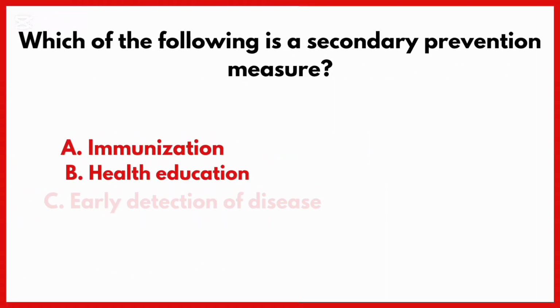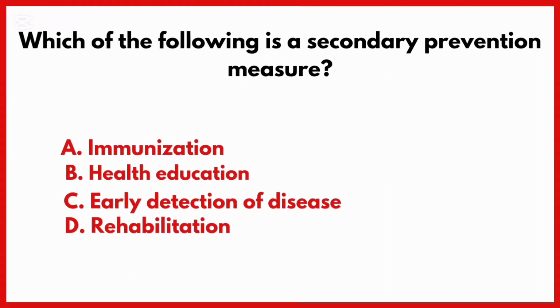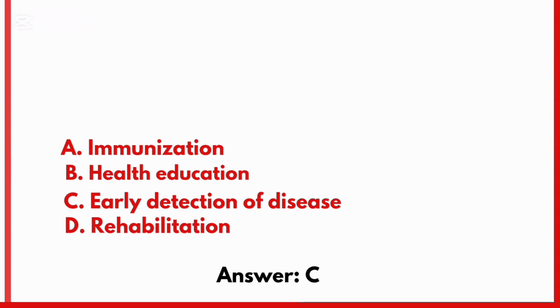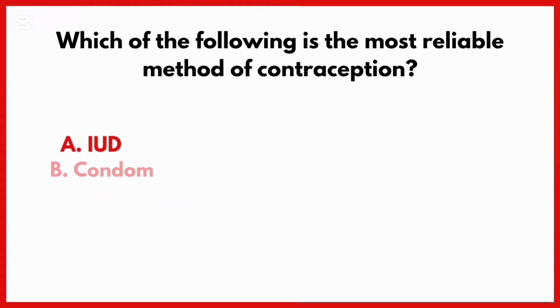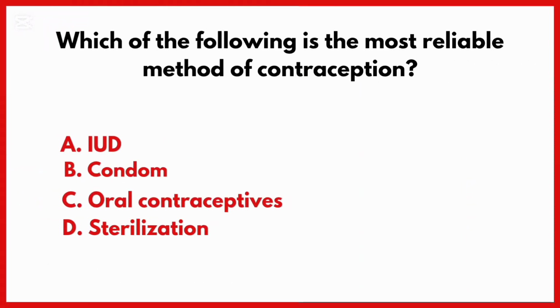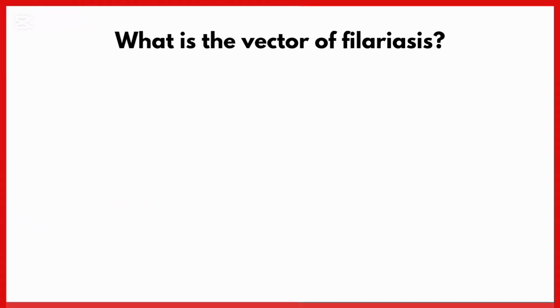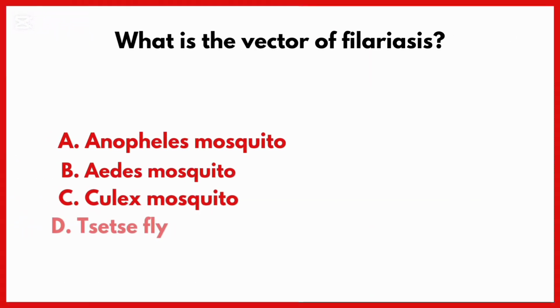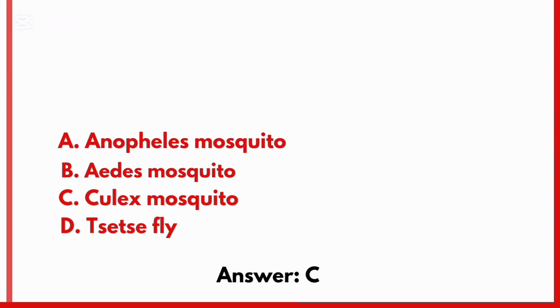Which of the following is a secondary prevention measure? Correct answer is option C, early detection of disease. Which of the following is the most reliable method of contraception? Correct answer is option D, sterilization. What is the vector of filariasis? Correct answer is option C, Culex mosquito.